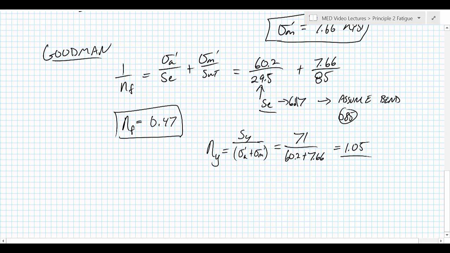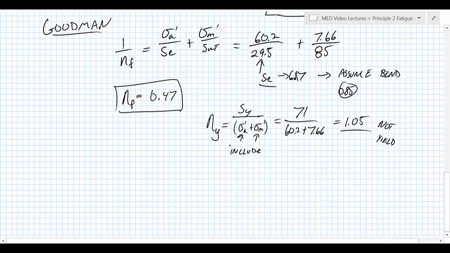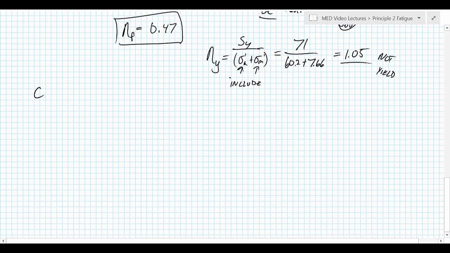But the thing is, it's close, and we've included stress concentration factors inside those sigma A's and sigma M's. For yielding stress, we ought not to do that because the stress concentration factors don't affect the likelihood of a material to yield. So this is an overestimate of the stress, meaning that our 1.05 is a conservative estimate. In reality, it's probably a little higher than that. So as long as it's greater than 1, we don't need to go into any more detail. So we're going to say it will not yield, because our factor of safety against yielding is greater than 1. Now let's go back and figure out how many cycles.